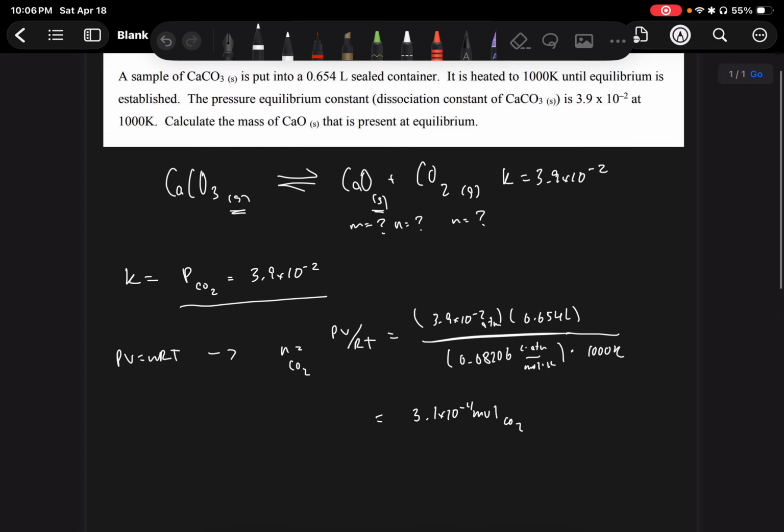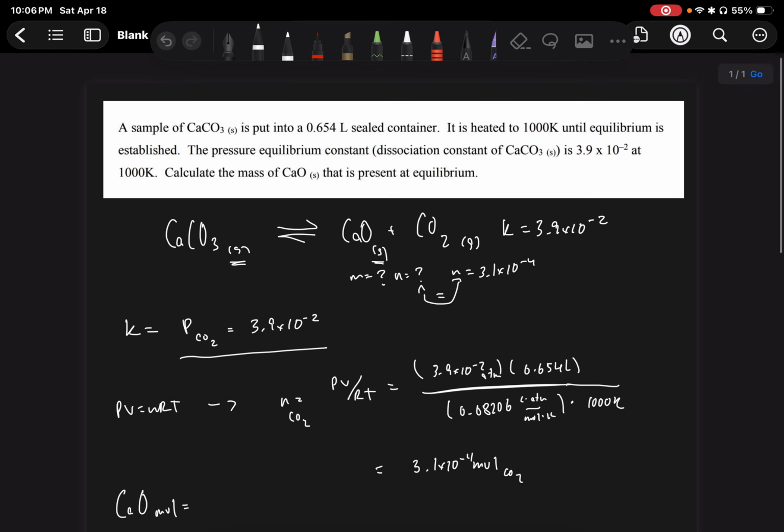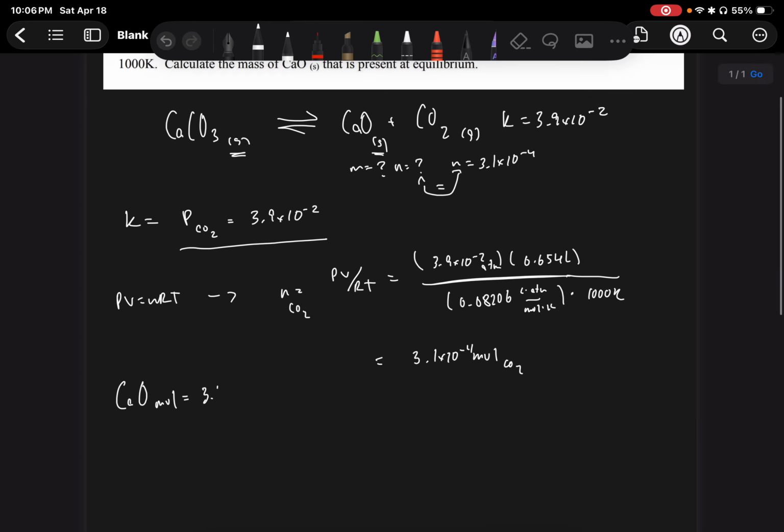Now we've got to relate them. So we've got moles 3.1 times 10 to the negative 4, and it's a 1-to-1 ratio. So that means these two are going to be equal to each other. So that means moles of CaO equals 3.1 times 10 to the negative 4 moles.